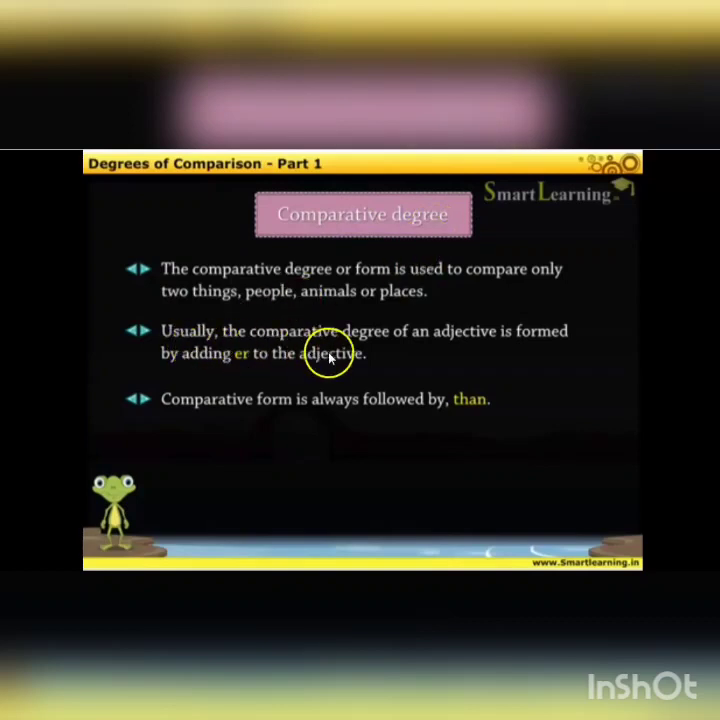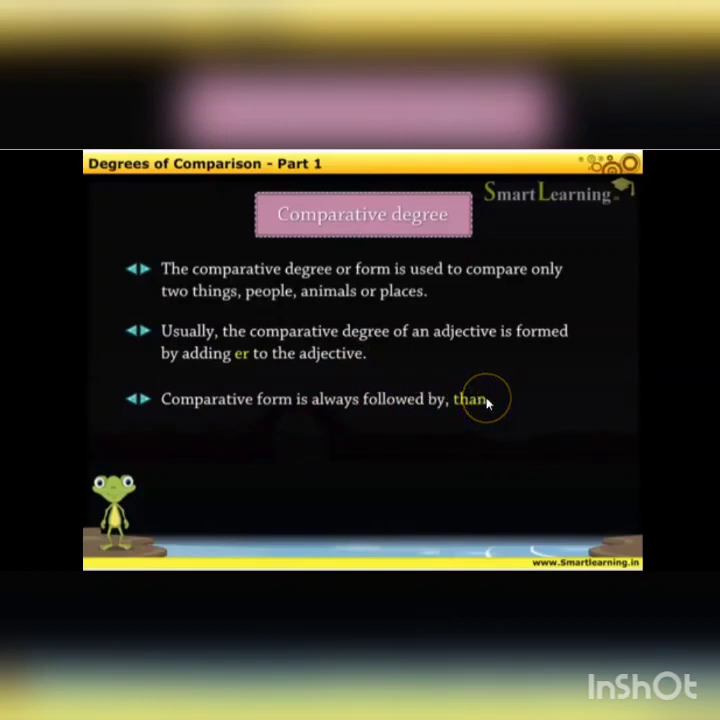Okay, in comparative degree, the adjective is formed by adding er. The original word, you have to add an er at the end to form the adjective. Okay, next, the comparative form is always followed by than.